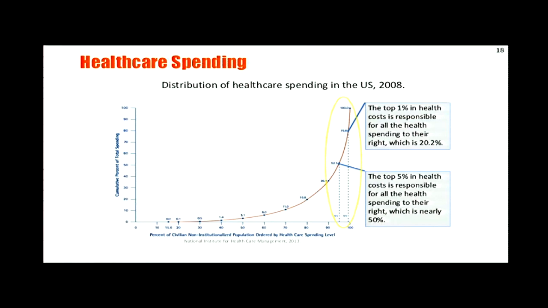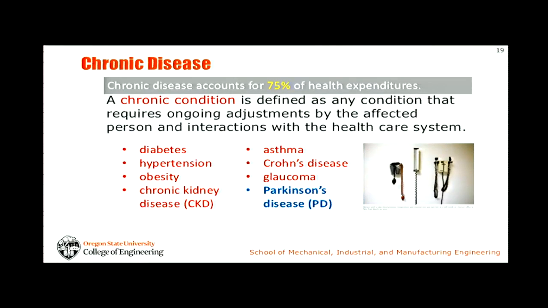So the top 1% is responsible for 20% of the spending. The top 5% is responsible for almost 50% of the spending, right? And so this was something that we were looking at as a team, as I said, as we were starting the work at Penn State about 8 or so years ago. And then thinking about that with respect to chronic disease, which of course also drives healthcare expenditure.